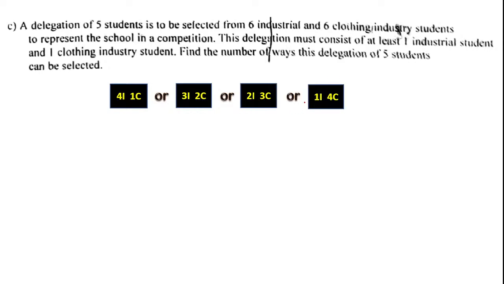So this arrangement will be either we have 4 industrial and 1 clothing industry, or 3 industrial and 2 clothing industry, or 2 industrial and 3 clothing industry, or 1 industrial and 4 clothing industry. This is where it ends. You cannot go above this. So the number is always equal to 5. Now with permutations and combinations and selections, OR means addition.